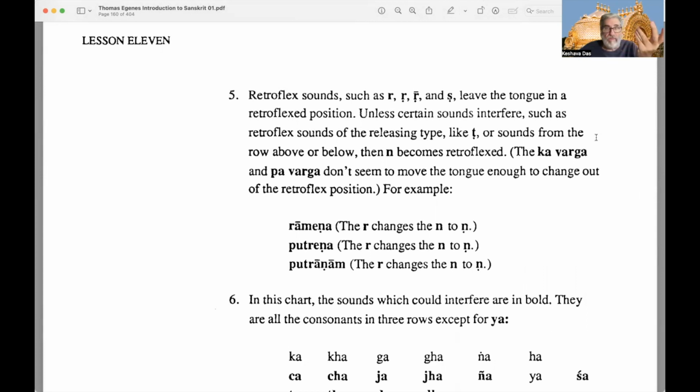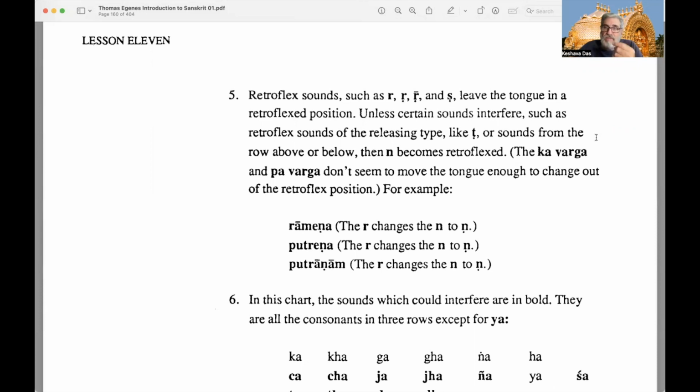Retroflex sounds, or what we usually call cerebral sounds, such as the letter R, short Re, long Re, and cerebral S, sh, leave the tongue in a retroflex position, right? So when we say those, the tongue tends to tip backwards and point more towards the top of the head, or the cerebrum, right? And that's how we get those cerebral letters.